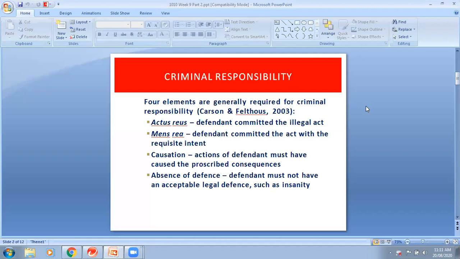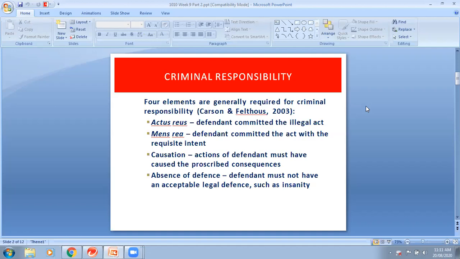And I'll just turn the page away from it, but I should be able to do it by heart. I do know it. Okay, actus reus. Defendant committed the illegal act. Was it that person who actually physically committed the act? So it is the action of committing the offence.